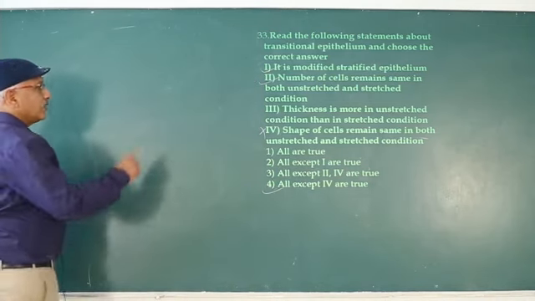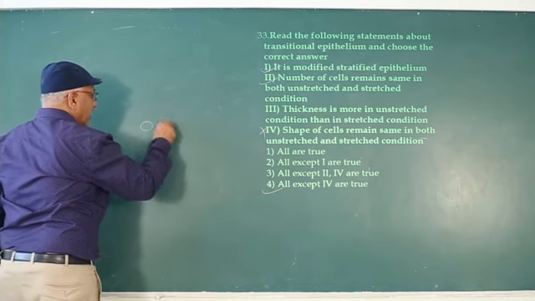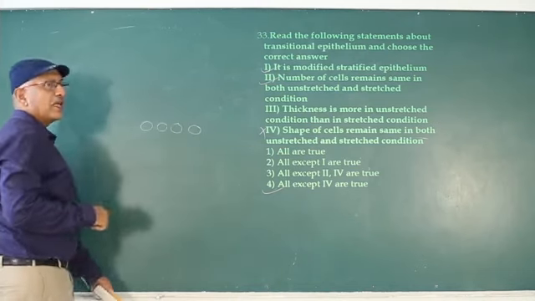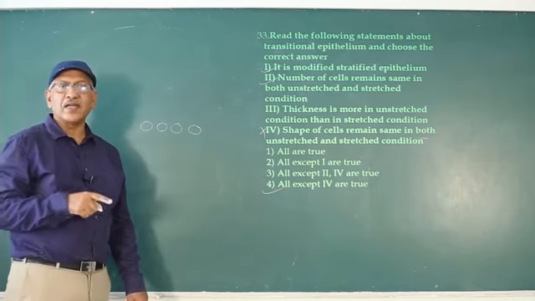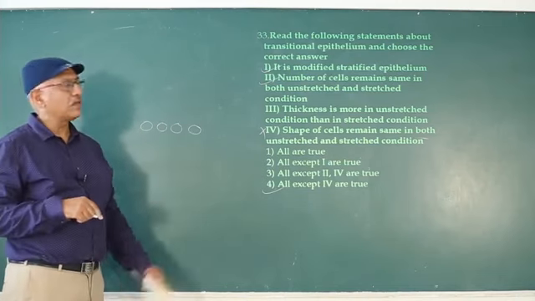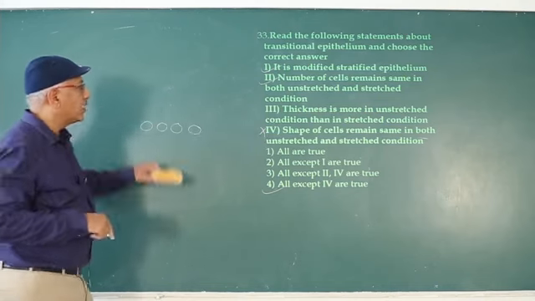So reason is outer layer in unstretched condition, superficial layer contains circular cells. In stretched condition, superficial layer contains flattened cells. So that's why fourth statement wrong.